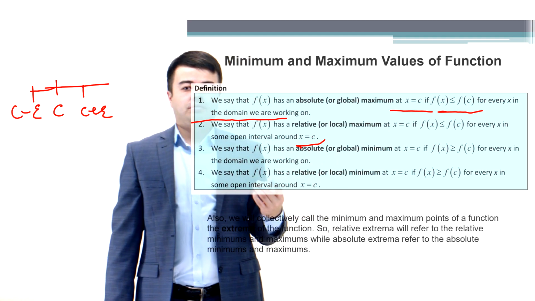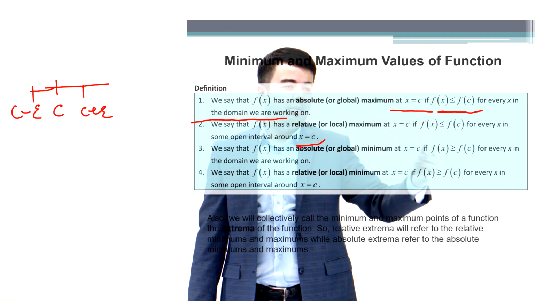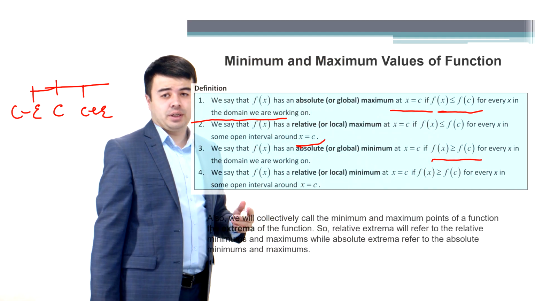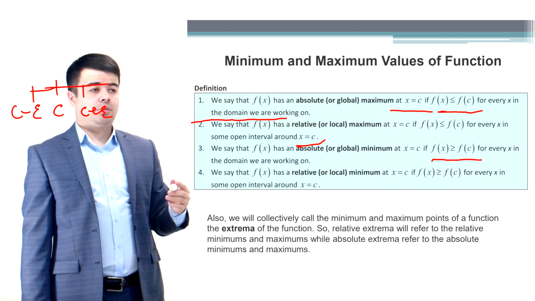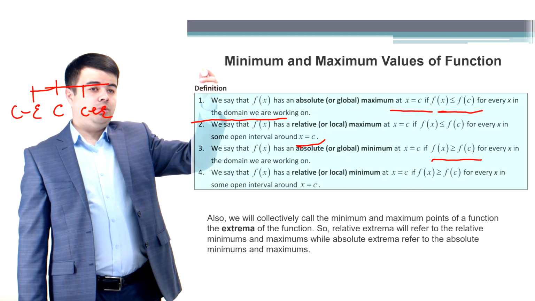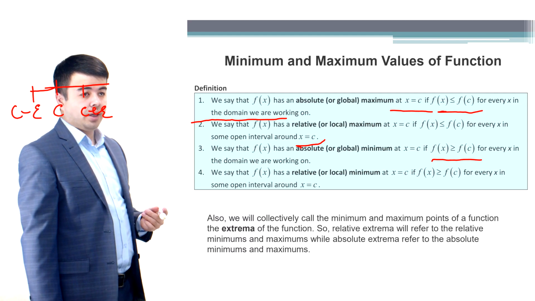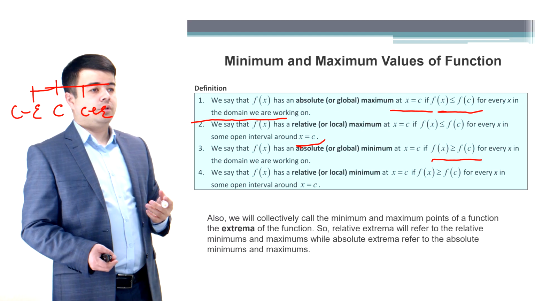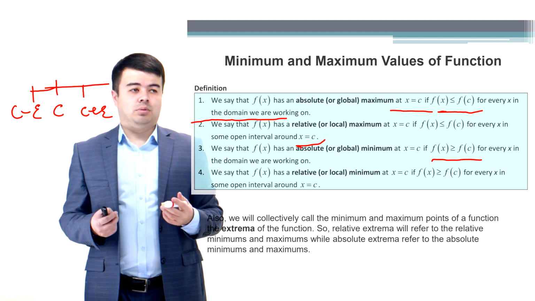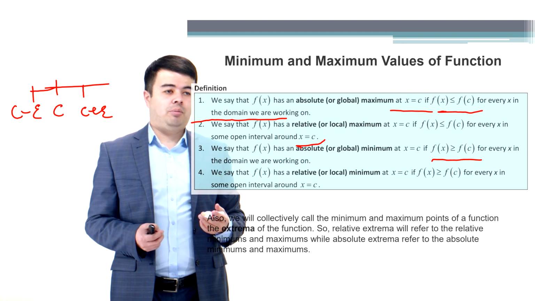So here there is a difference between maximum and minimum. Here we can see f of x should be greater than f of c, and then we can say it is minimum. So greater than or equal. In maximum it should be less than or equal to f of c, and then we say at x equals c we have maximum, respectively, or at x equals c we have minimum.